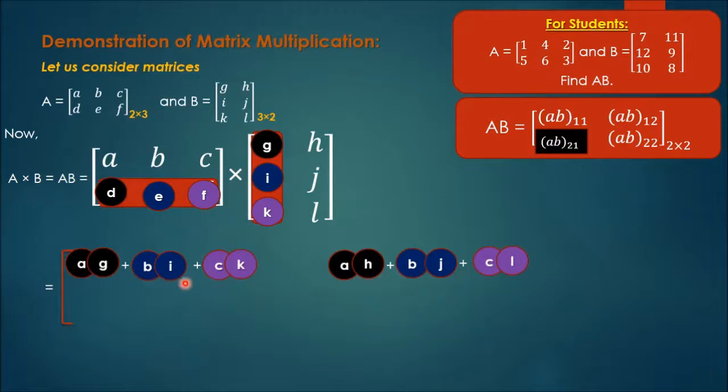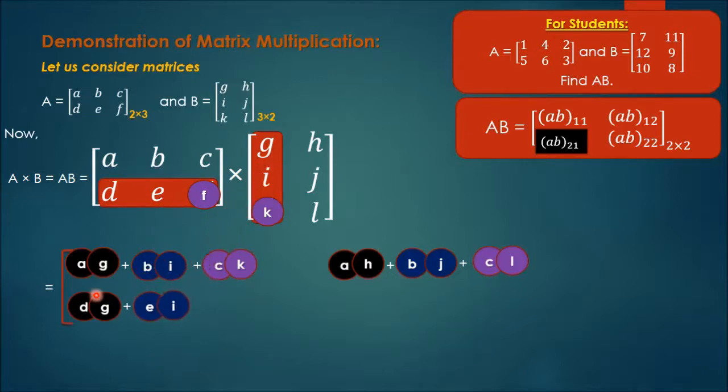So now let's see. For AB21, D will multiply with G and plus sign. Don't forget, if there is a minus, then apply brackets and use your calculator. Another, E with I, and similarly plus sign, and F will multiply with K.